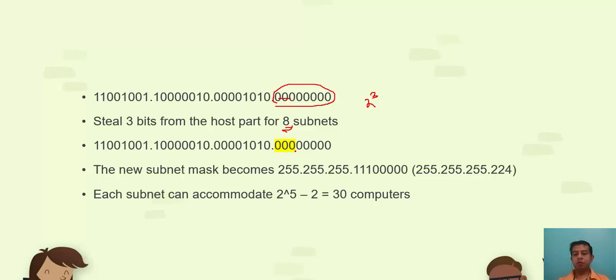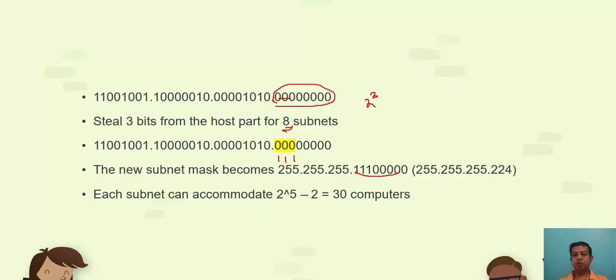Clear? So now, because we have created subnets, we have to use a new subnet mask. So the new subnet mask becomes 255.255.255.224. How does it become 224? Because we have used 3 bits here, we have to use all ones here, the rest are zeros. So this is this particular number, and the decimal equivalent of this number is 224. Clear? So now this becomes our new subnet mask, which will indicate that we have created 8 subnets using 3 bits, and now each of these subnets can accommodate up to 30 computers. How 30 computers?